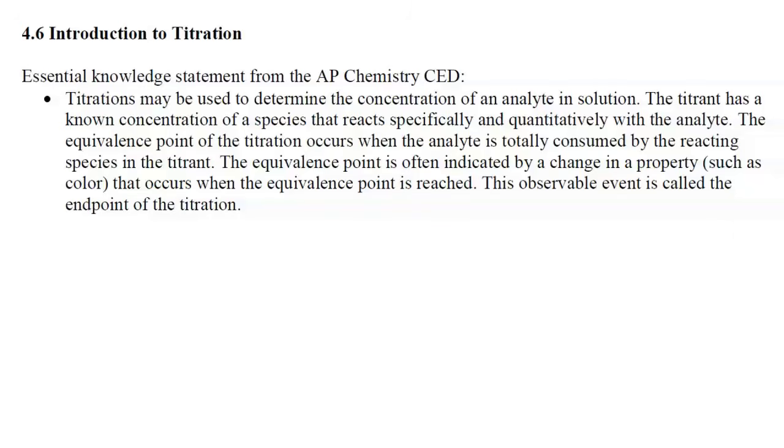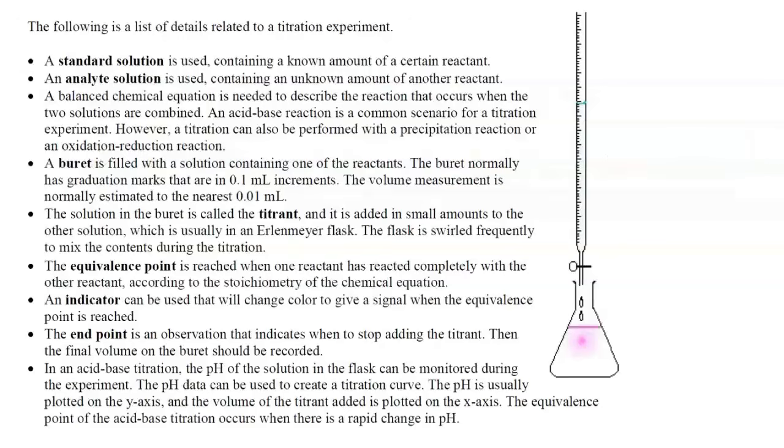Now, I know that was a lot of information to process, so let me go ahead and give you a list of details related to a titration experiment. A standard solution is used containing a known amount of a certain reactant. An analyte solution is used containing an unknown amount of another reactant. A balanced chemical equation is needed to describe the reaction that occurs when the two solutions are combined. An acid-base reaction is a common scenario for a titration experiment. However, a titration can also be performed with a precipitation reaction or an oxidation-reduction reaction.